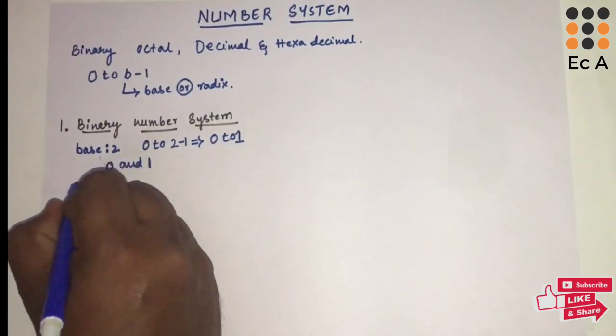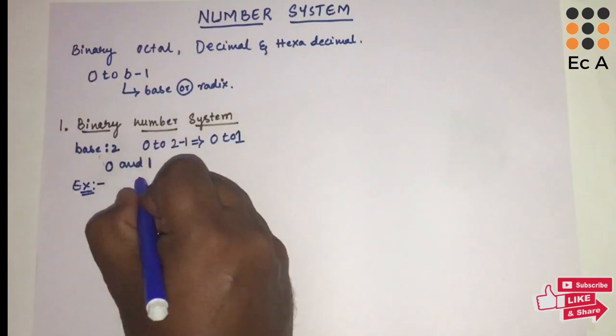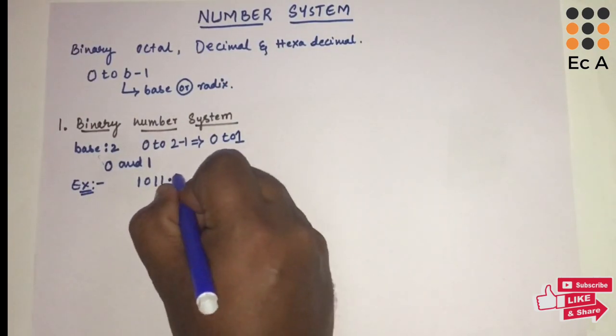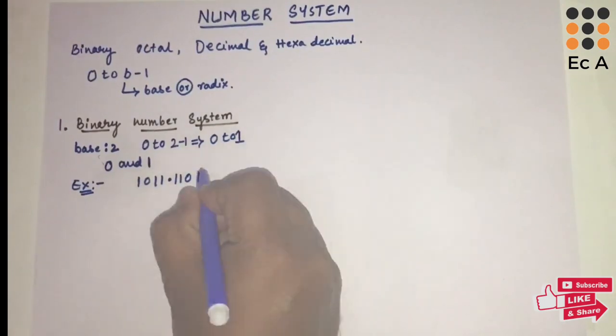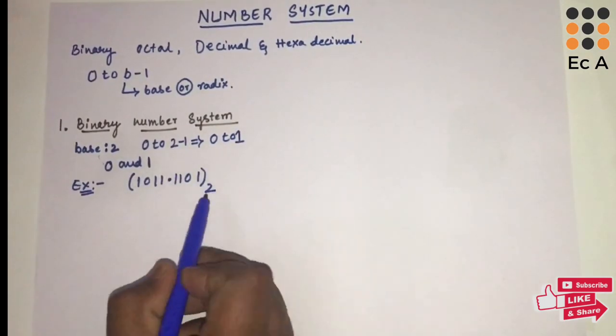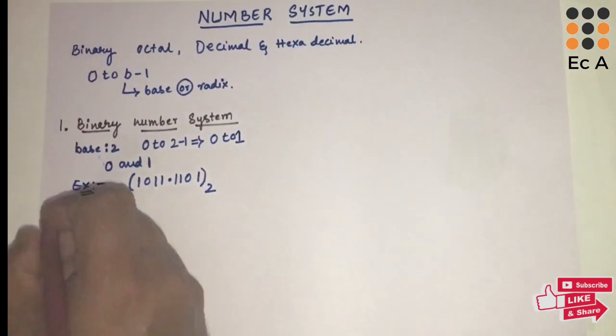So we can write the example for binary number. So the example, we can write it as 1011.1101, and it can be written with base 2. So this base will represent it as a binary number.